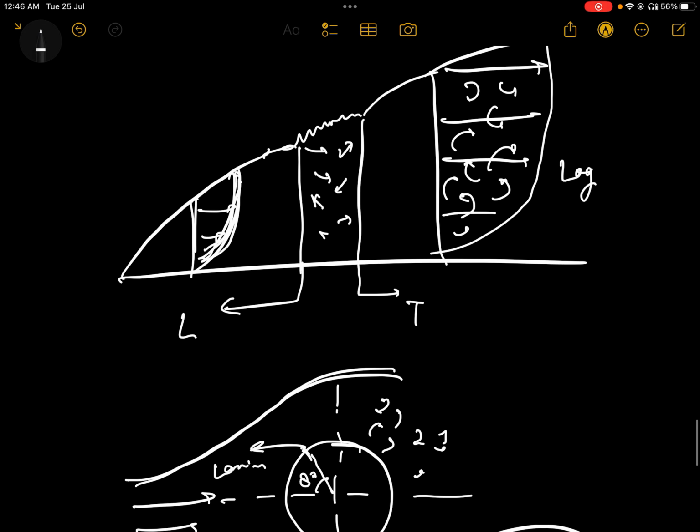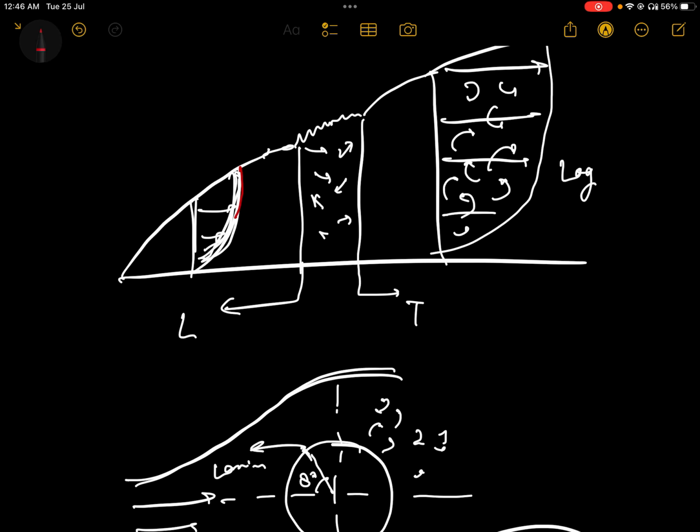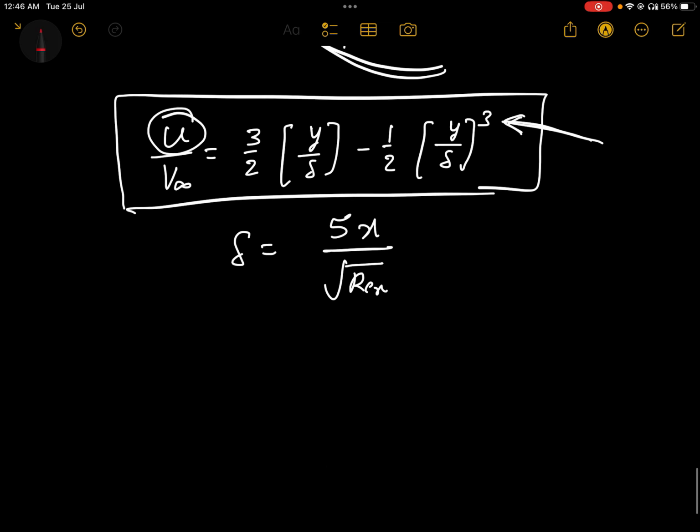Try to focus here: this profile is for u. If you write u as a function of y, it follows the cubic profile that is shown here.